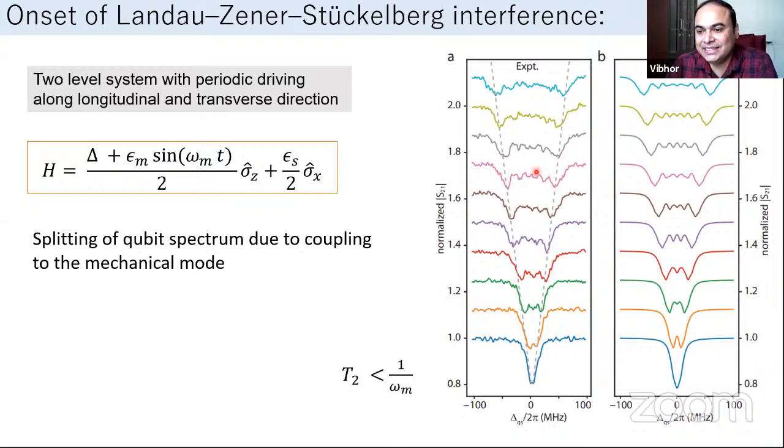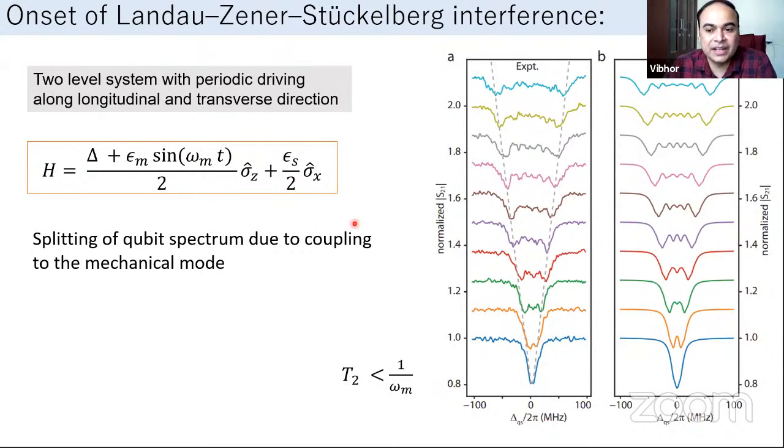This interference pattern is nicely reproduced by the theory. This comes from solving master equations and putting this Hamiltonian in. The contrast of these fringes is not very good. That's partly because the T2 time in our experiments is smaller than the time period of the mechanical oscillator. So if we could improve the coherence and dephasing time, then these fringes would become much better.